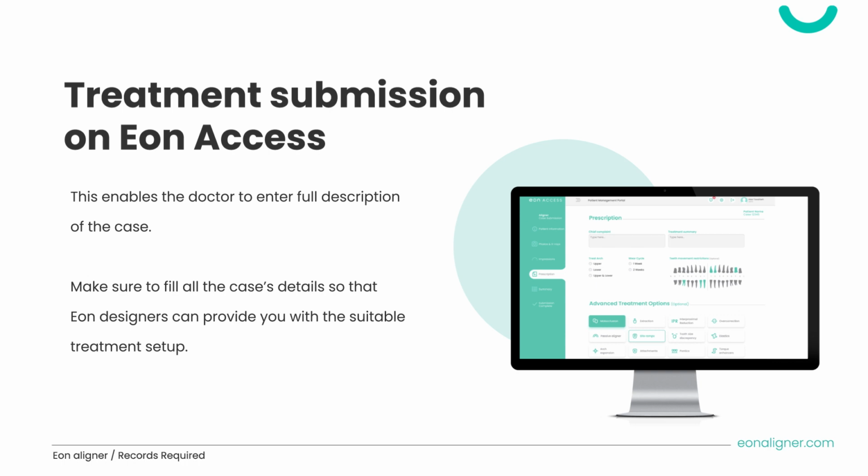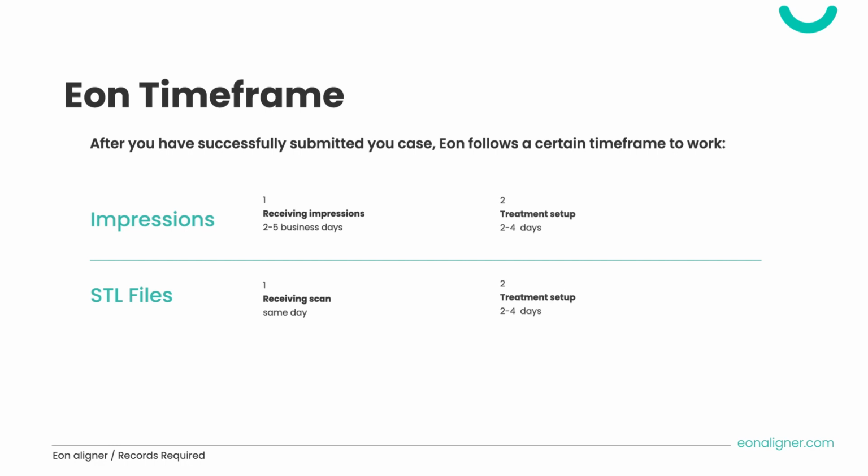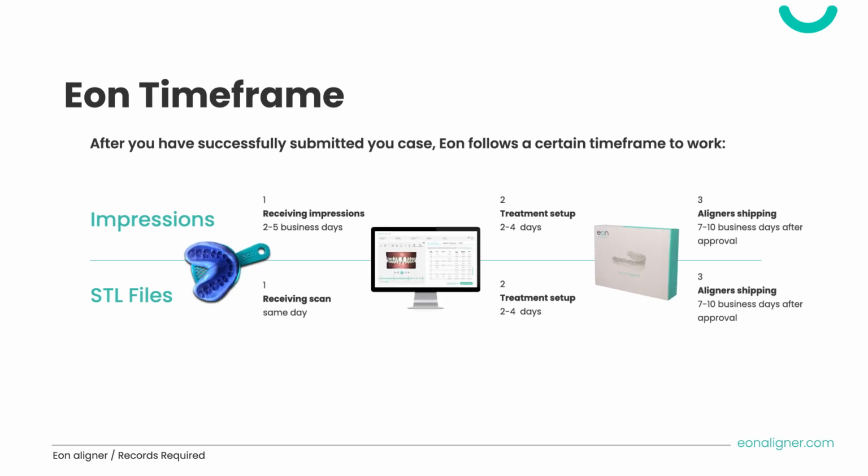After submitting the case, Eon follows a certain time frame to complete the shipping of the aligners. If you are using the conventional silicone as records, the impressions will take 2 to 5 business days to be picked up and shipped to Eon. Following that, we will generate the treatment setup within 2 to 4 days, and when the treatment setup is approved, aligners will take 7 to 10 business days to be delivered.